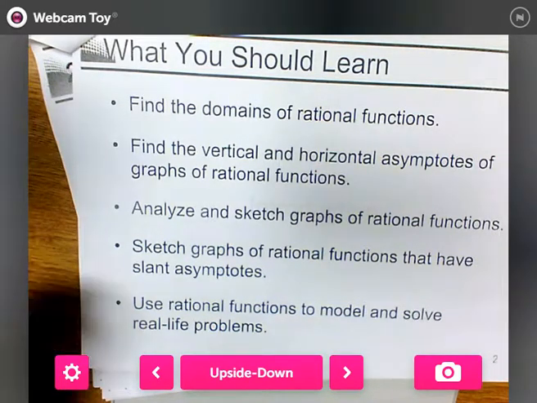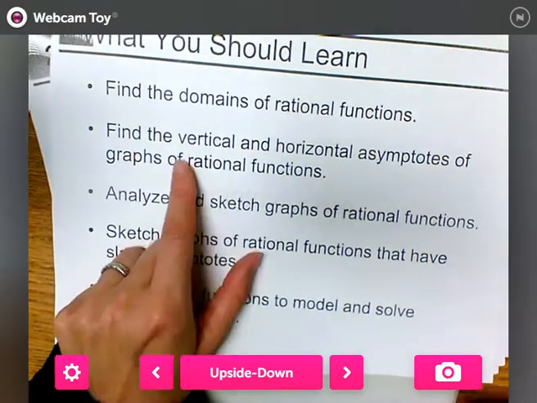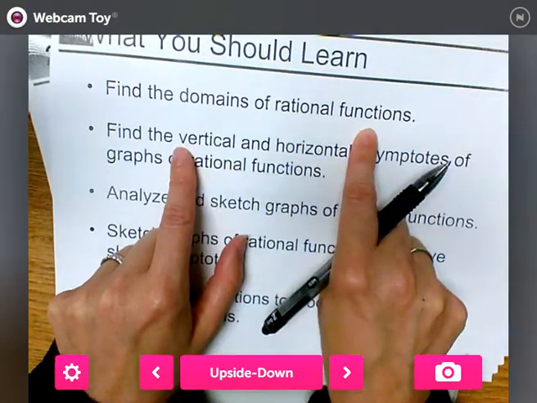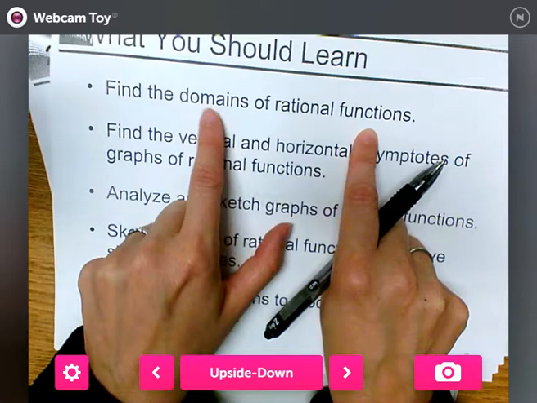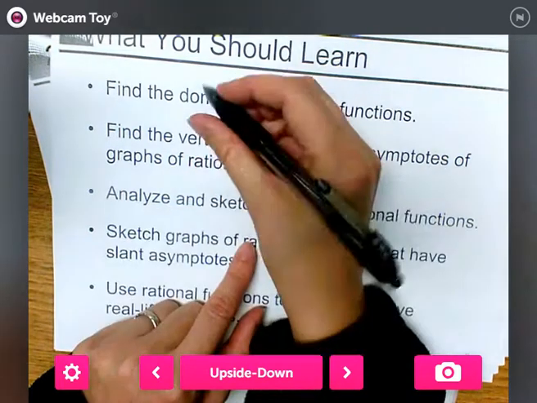Okay, so first, we need to find the domain of rational functions. Who remembers what domain means? X values. Okay, the x values, good.